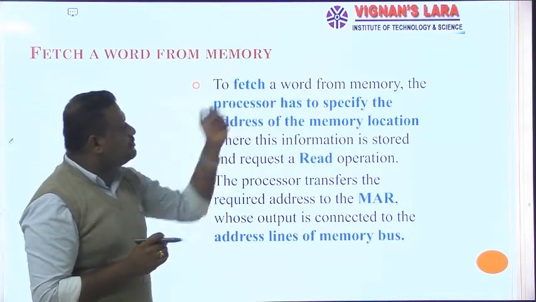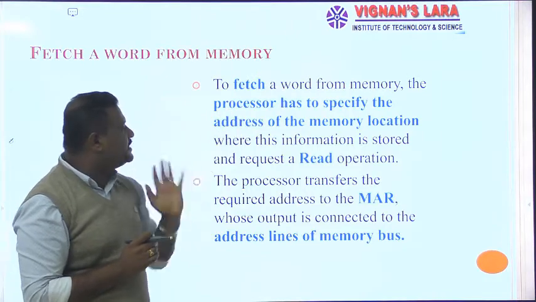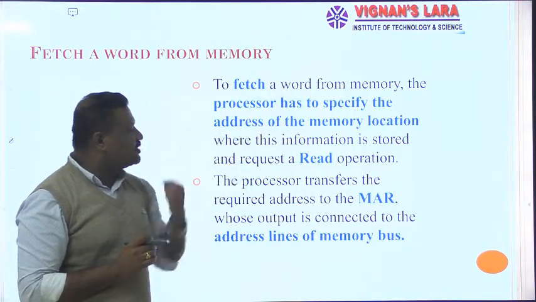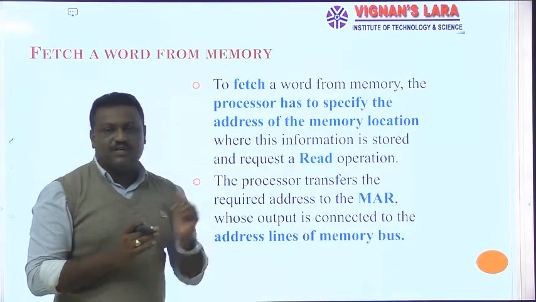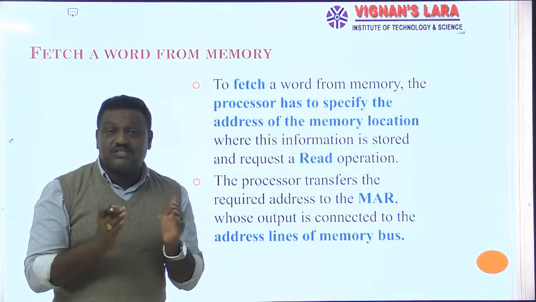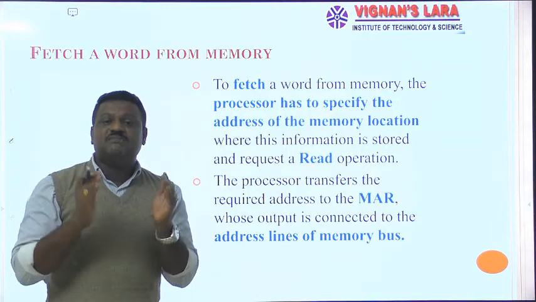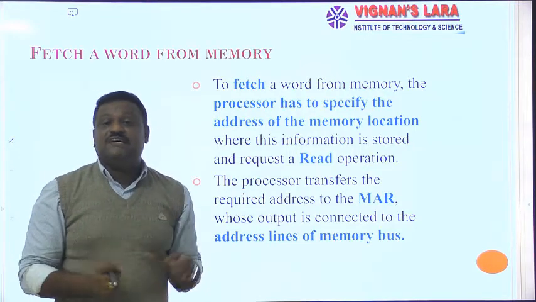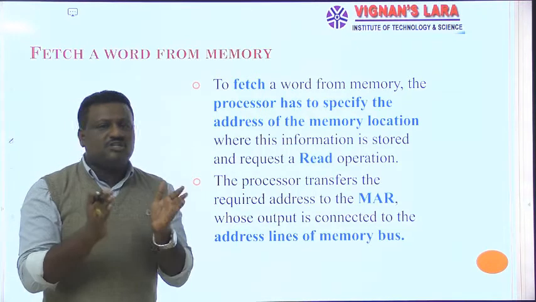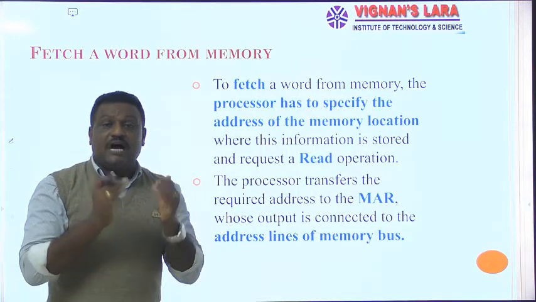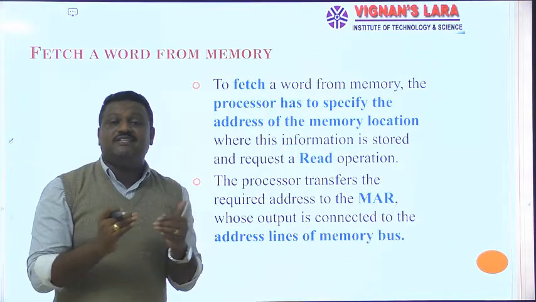To fetch a word from memory, the processor has to specify the address of the memory location where this information is stored and request a read operation. What must a processor know? The processor must know from which location of the memory it would like to access data. The processor must know this. After that, it has to generate a read signal.